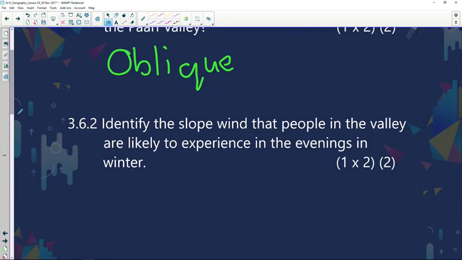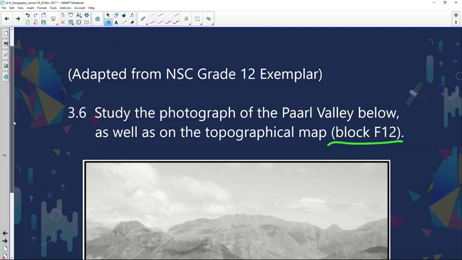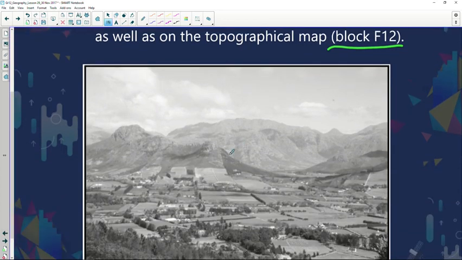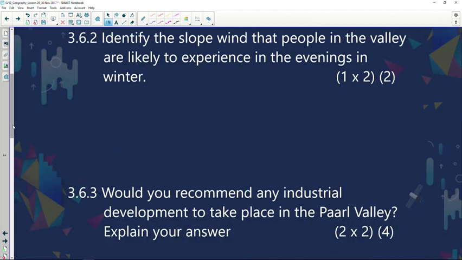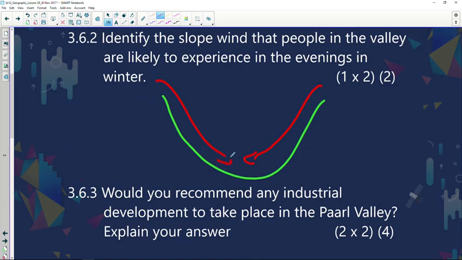Identify the slope wind that people in the valley are likely to experience in the evening. Now if we go back to it, as you can see, Paarl is situated in the valley. This is from a high altitude to a low altitude on the other side. When I refer to a valley from a cross-section point of view, that's a valley. Now the question: we experience valley climates. What type of breezes do we experience during nighttime? The air sinks to the bottom of the valley. We experience katabatic breezes.